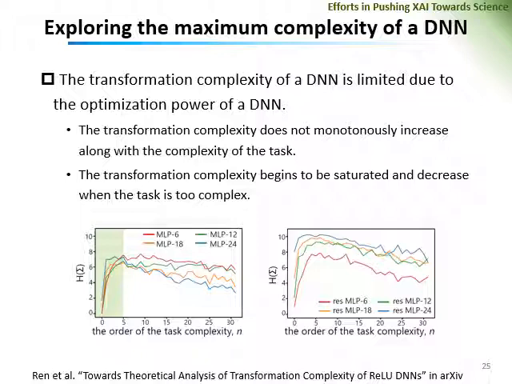always increase along with the increase of the complexity of the task. Sometimes when the task is very complex, then the transformation complexity is saturated and begins to decrease. Maybe the limit of the transformation complexity of the neural network is due to the optimization power of the neural network.